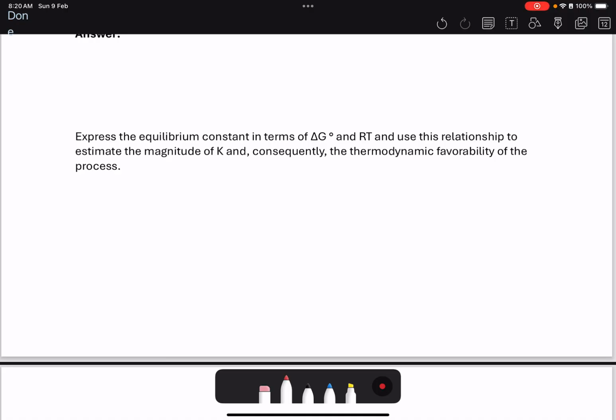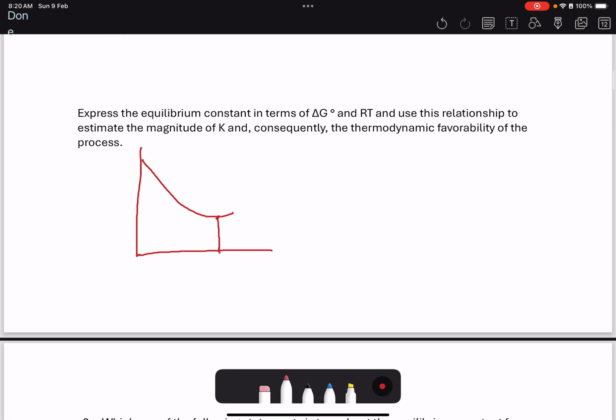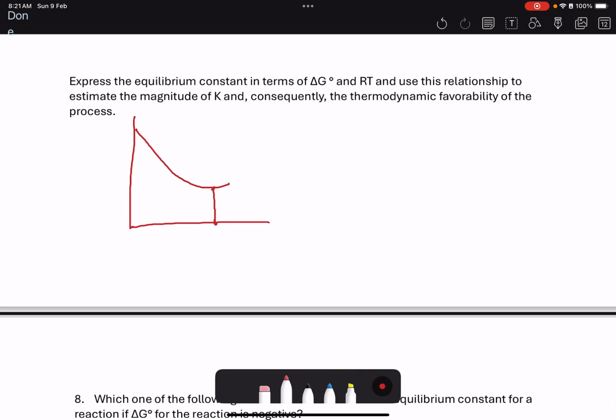So if a graph is shifted toward the left, so here this is the lowest point of the graph, and this is where we have equilibrium. This is where delta G is equal to 0, and we have equilibrium. So this one is shifted more to the left. It means that this reaction is spontaneous. There is a free energy available to do work.